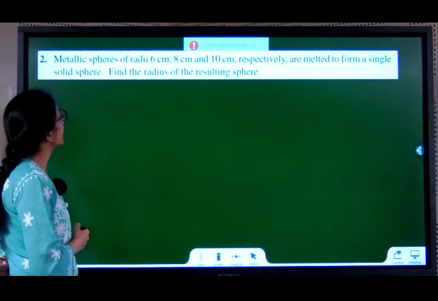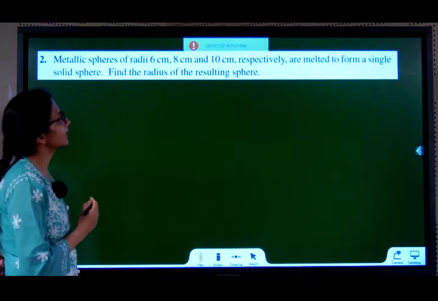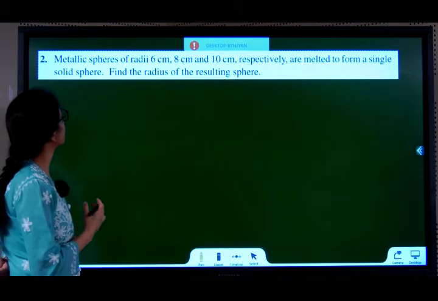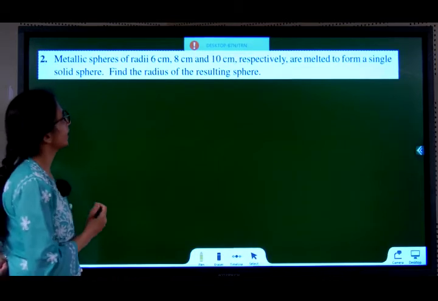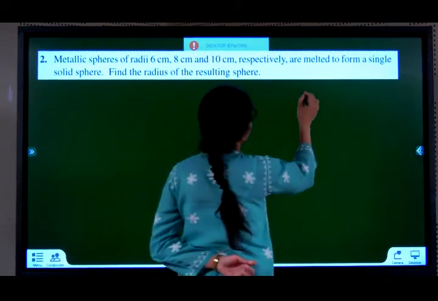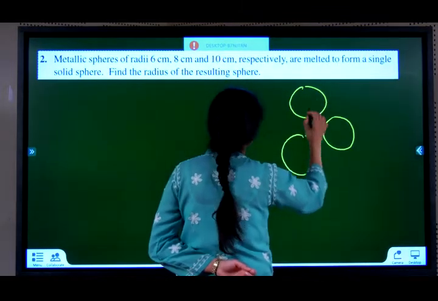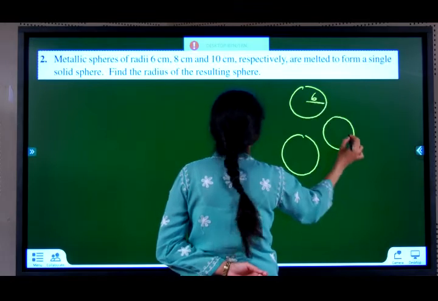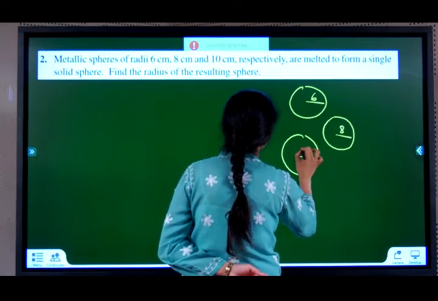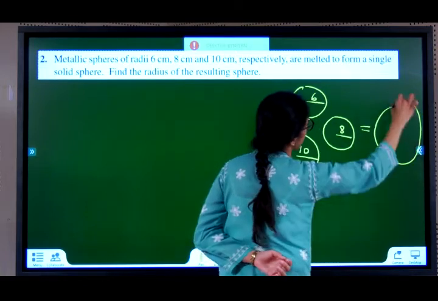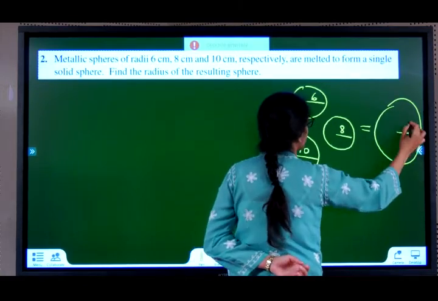Question 2. Metallic spheres of radii 6 cm, 8 cm and 10 cm respectively are melted to form a single solid sphere. Find the radius of the resulting sphere. So we have 3 spheres. One radius is 6, the other one's radius is 8 and the other one's radius is 10. All these are melted to form one big solid sphere. You have to find the radius of this sphere.